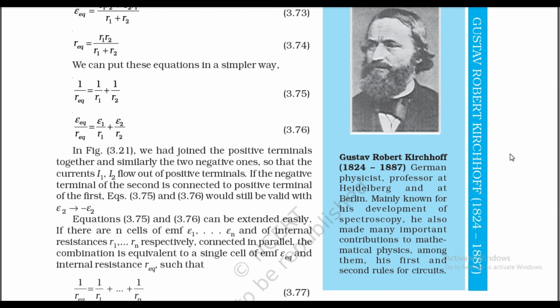We can put this equation in a simpler way. 1 by REQ is equal to 1 by R1 plus 1 by R2. Epsilon EQ by REQ is equal to epsilon 1 by R1 plus epsilon 2 by R2.